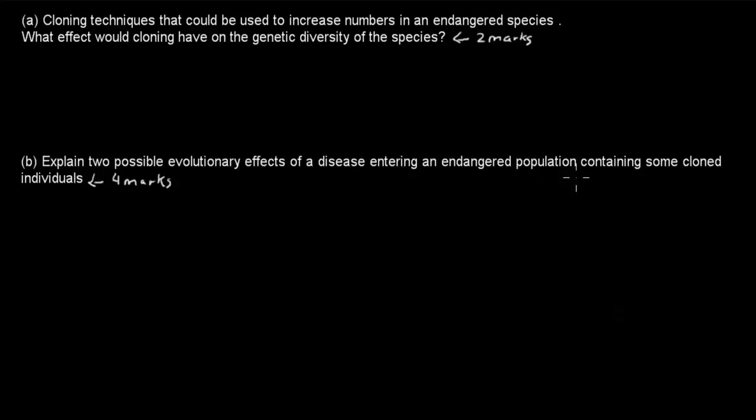The question itself has 2 parts. The first is: cloning techniques can be used to increase numbers in endangered species. What effect will cloning have on the genetic diversity of the species? That's worth 2 marks. And B, explain 2 possible evolutionary effects of a disease entering an endangered population containing some cloned individuals. That's worth 4 marks. So when you're ready, press pause and attempt the question.